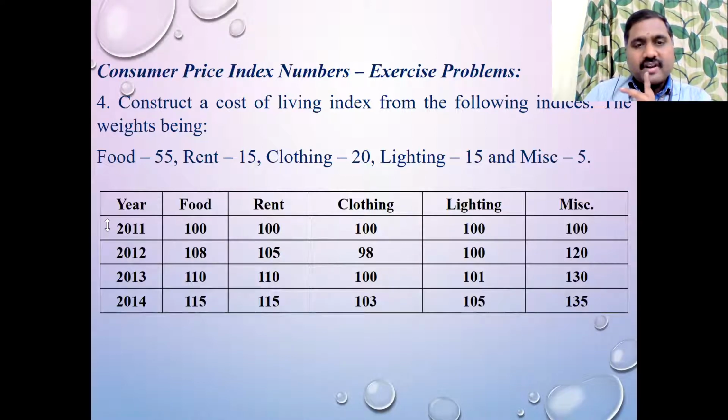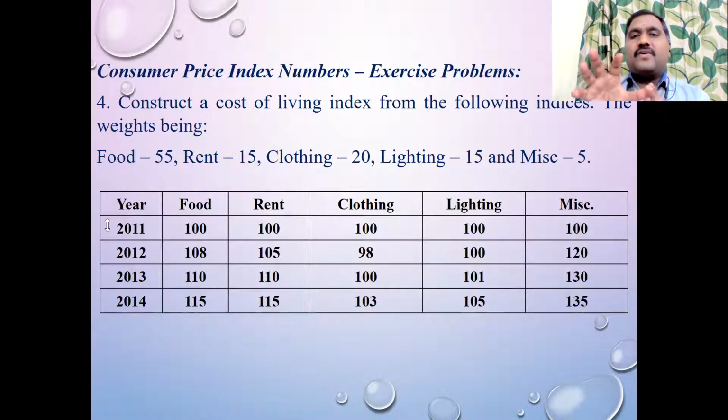There are 4 years given, right? Yeah, very good. 2011 is the base year. So by keeping 2011 as the base year, you can calculate the consumer price index number for 2012, for 2013, for 2014. Okay. So we will work out. Once you copy this problem, tell me.